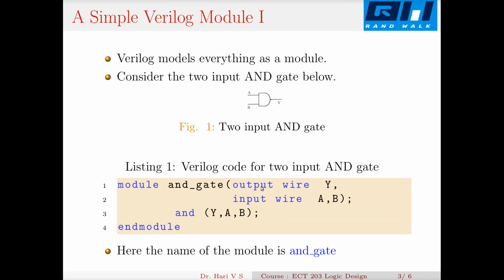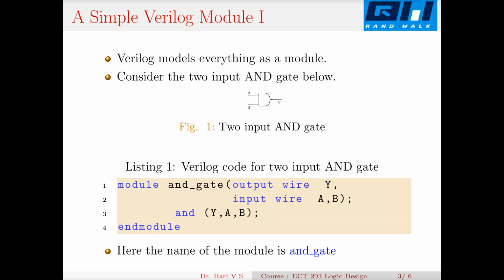Now here I declare the input and output ports, like I say output is Y. Output means, and what is the data type? Here the data type is wire. So output wire Y, comma, followed by input. 2 inputs are there, so I write input wire A comma B. So I have declared the ports also in the first line of the code.